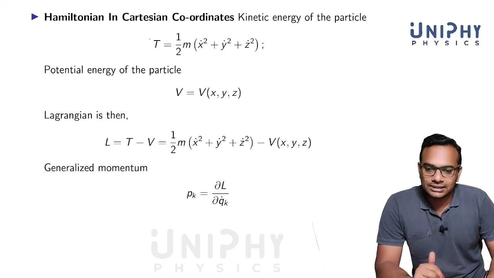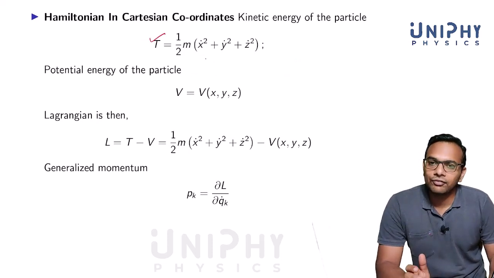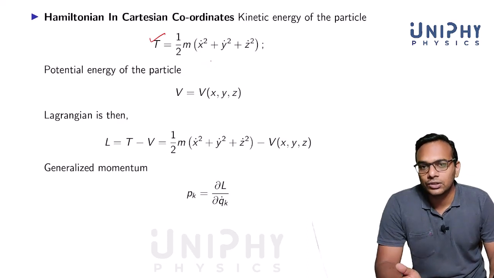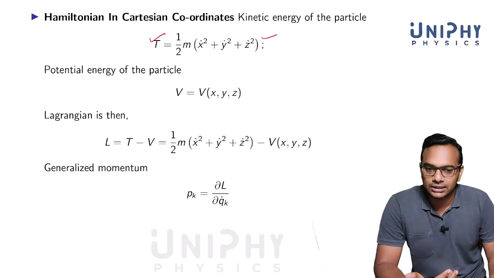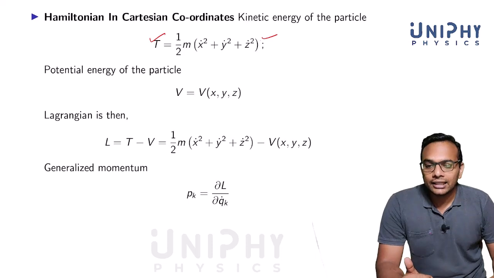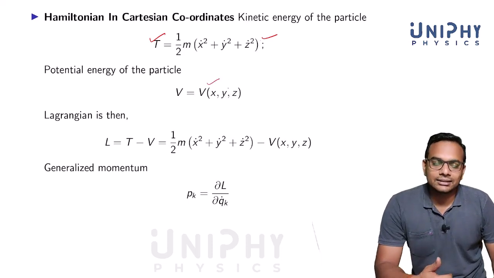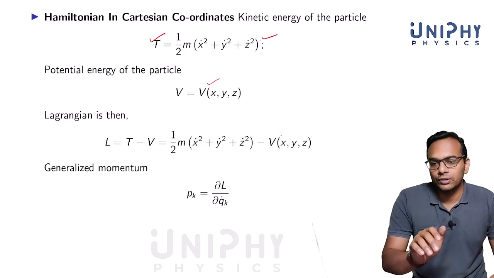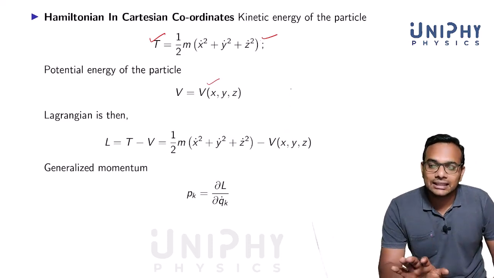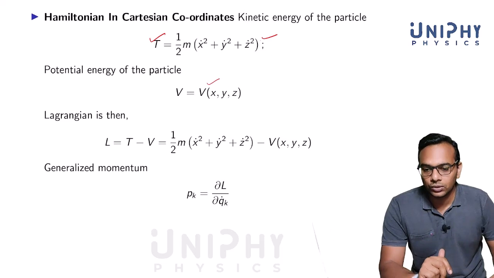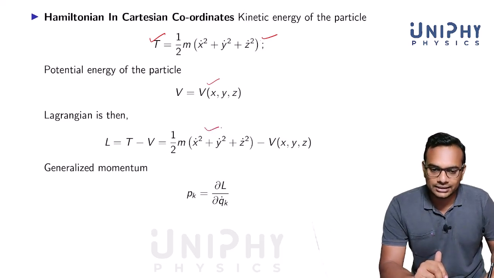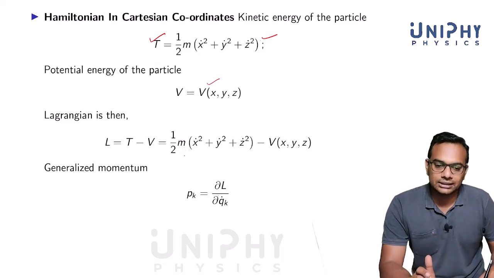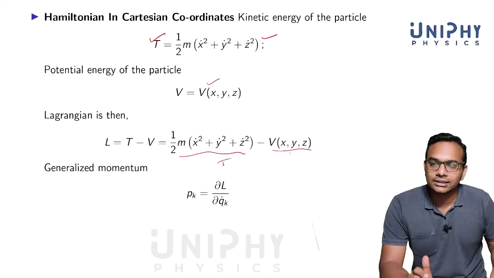So we have the kinetic energy, which is half m v square, which is half m (x dot square plus y dot square plus z dot square). That's the kinetic energy. And the potential energy, let's say, is only a function of x, y, and z. There is no velocity dependence. So here the generalized coordinates are the Cartesian coordinates. The Lagrangian is T minus V, the kinetic energy minus the potential energy.